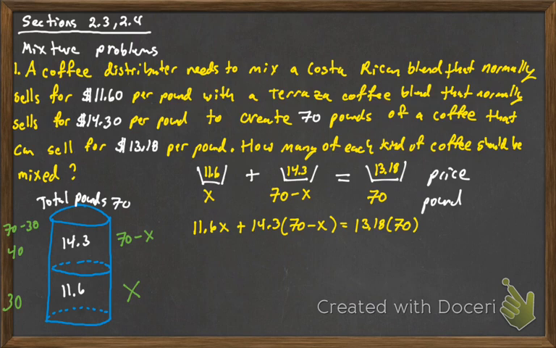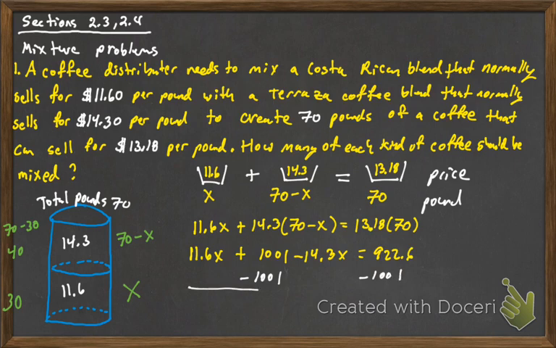We'll have to distribute the 14.3, do a little bit of arithmetic. 11.6x, distribute the 14.3, 1001 minus 14.3x equals 922.6. We'll go ahead and move the 1001 to the right hand side. Underline our like terms, so our like terms combine to negative 2.7x equals negative 78.4.